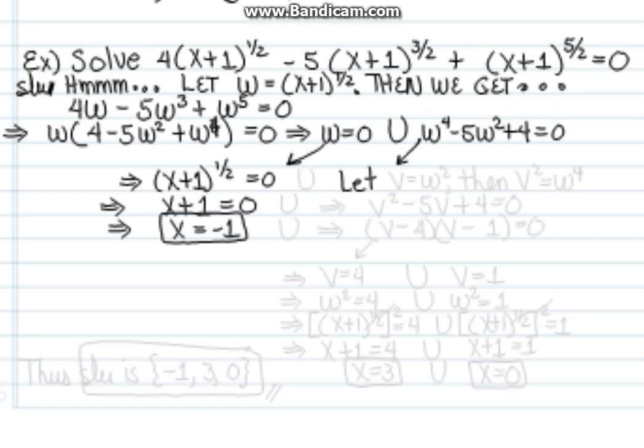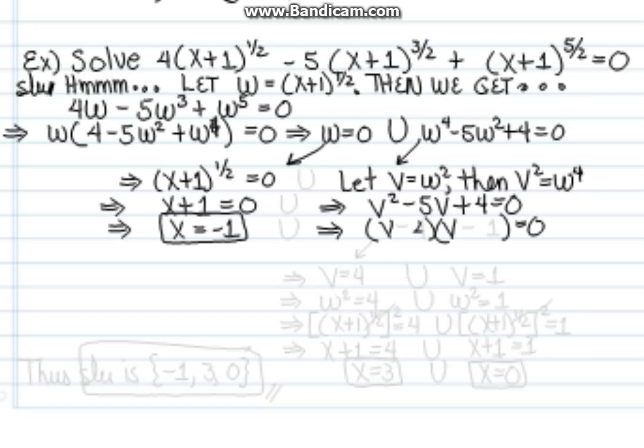w^4 - 5w^2 + 4 = 0. We're going to do another substitution here. If we let v equal the middle variable w to the 2nd power, then v squared is going to be equal to (w^2)^2, which is w^4. In other words, when we make that substitution, we get v^2 - 5v + 4 = 0. Now factor by guessing. (v - 4)(v - 1), that'll work, equals 0.